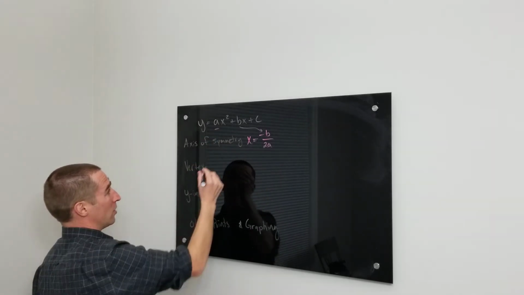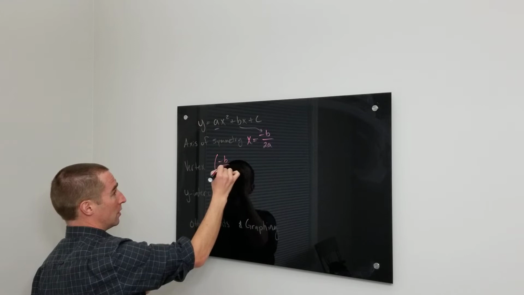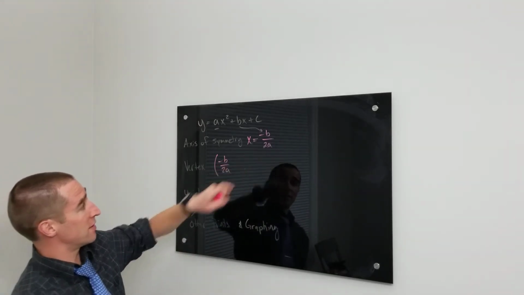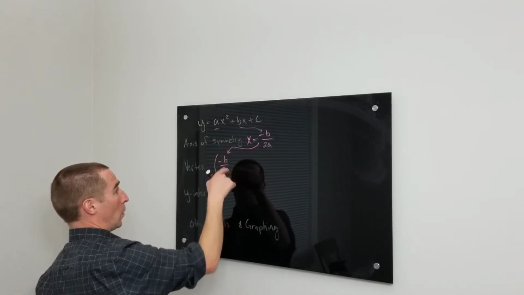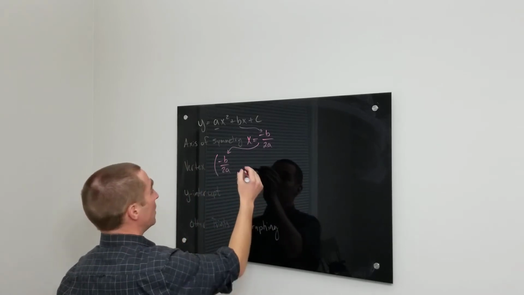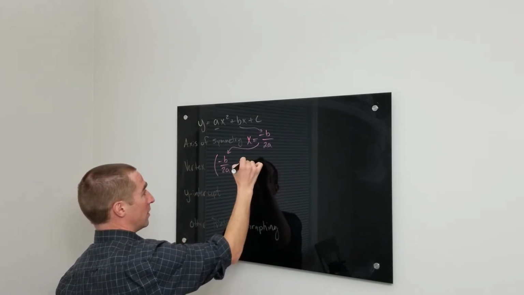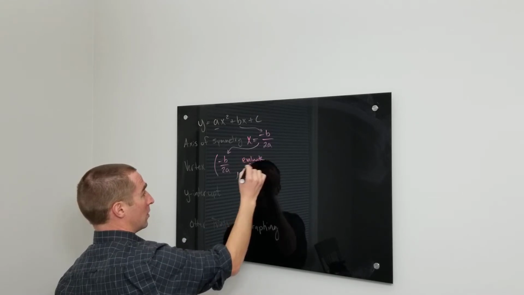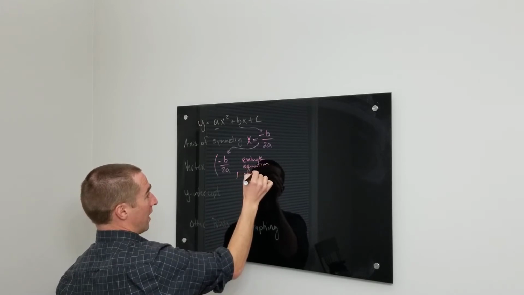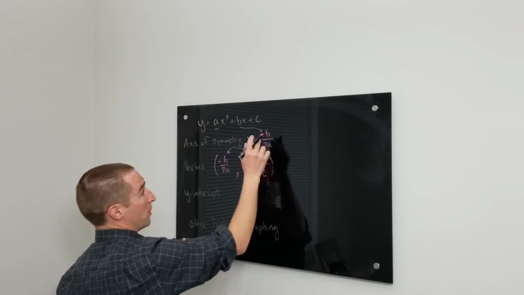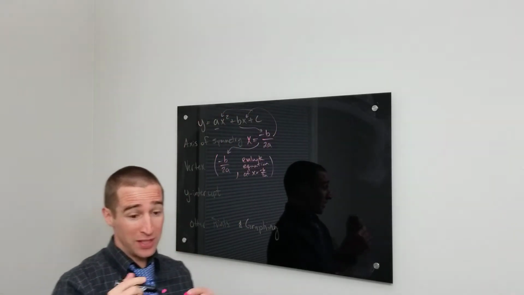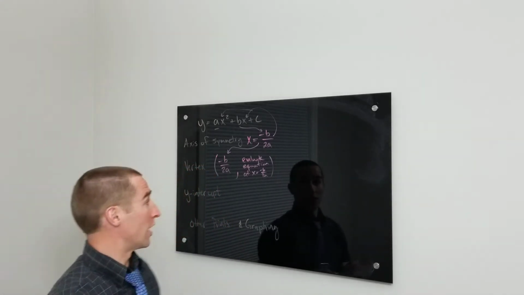The vertex always goes through the axis of symmetry. So the x number of the vertex is going to be that number. To find the y number of the vertex, what we do is we evaluate the equation at x equals negative b over 2a. So basically you take this number and you plug it in for each of the x's. The answer that you get is the y value for the vertex.